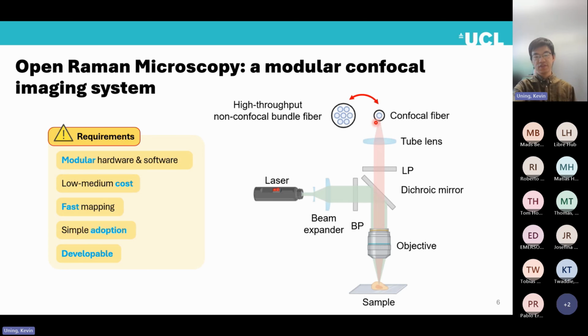Here, the interesting thing is that the confocal fiber itself acts as the pinhole to allow the confocality of our measurements. And this can be easily swapped out with a bundle fiber. And what this allows us to do is that because we are using a bundle fiber, it is able to receive a lot more signal simultaneously. And so this would then allow more high throughput measurements.